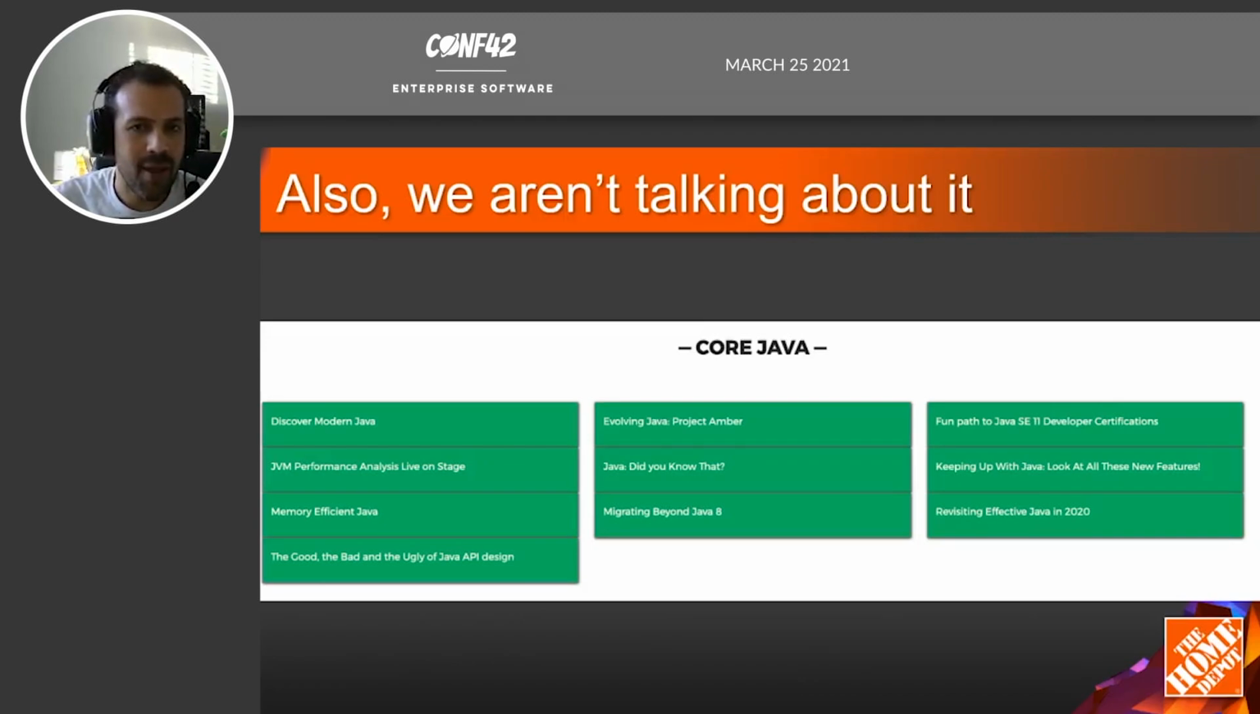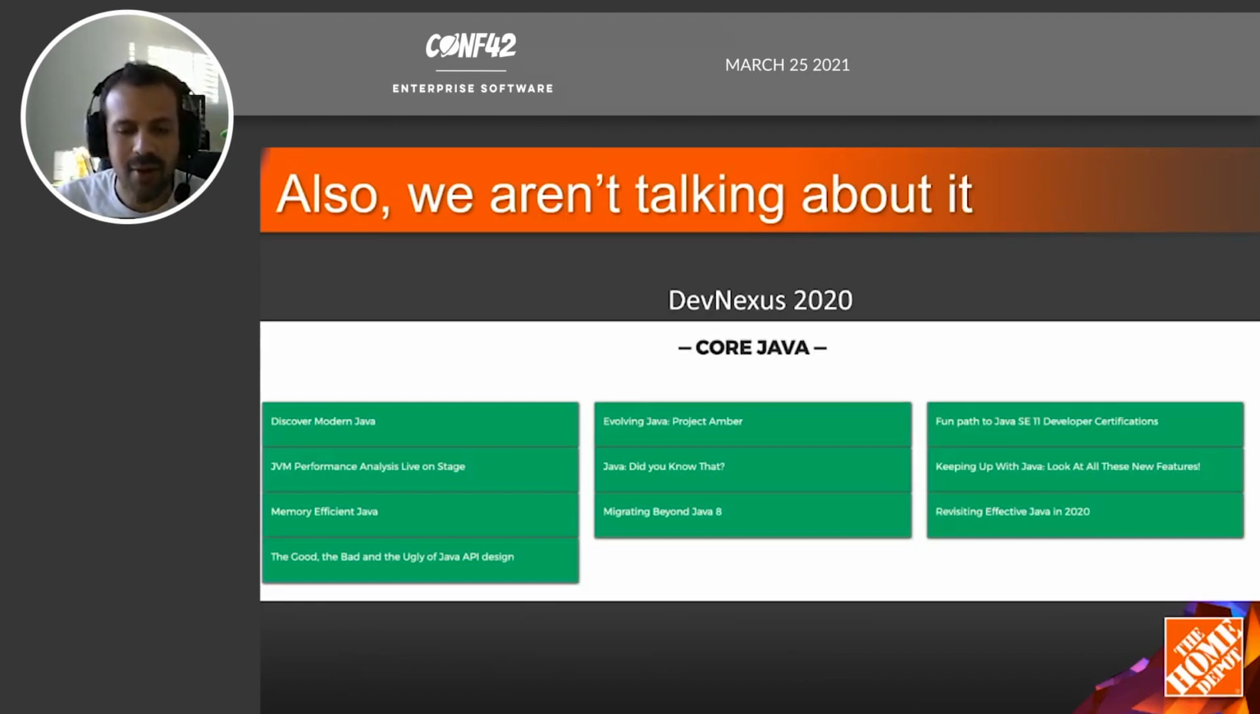Another aspect is something we're not talking about either. I pulled this from last year's presentation track for a developer conference. Notice that there are a lot of things talking about migrating beyond Java 8, the SE 11 developer certifications, and discovering modern Java. A lot of things indicating towards that path, but nothing around those frameworks. Now, granted, this is the core Java track, but when I looked across the whole programming track, there wasn't anything. And to put it in context, this was actually the conference I just recently presented at, DevNexus, last year. And when I was talking at that conference, that was something I pointed out.